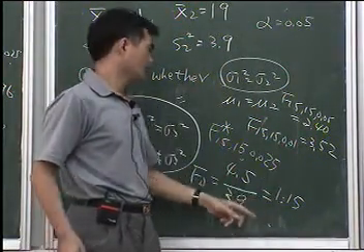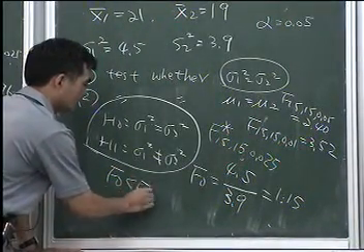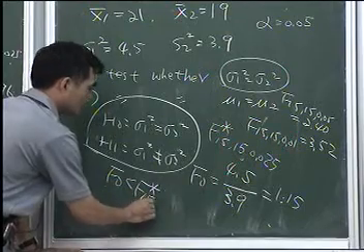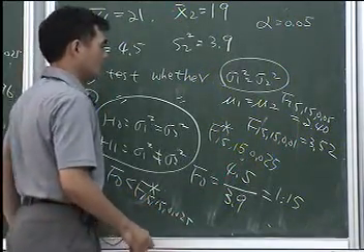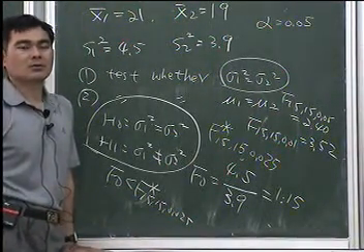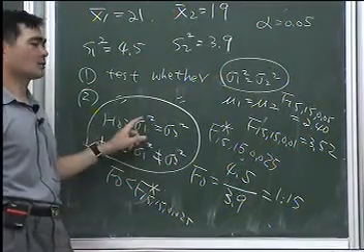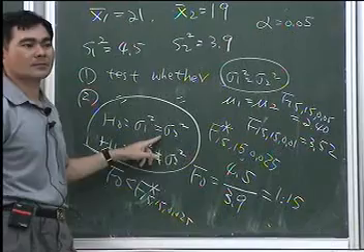You would say F naught should be less than the critical value F15, 15, and 0.025, right? So what does that mean? That means you will accept the null hypothesis. The null hypothesis is that the variances are equal to each other, okay?